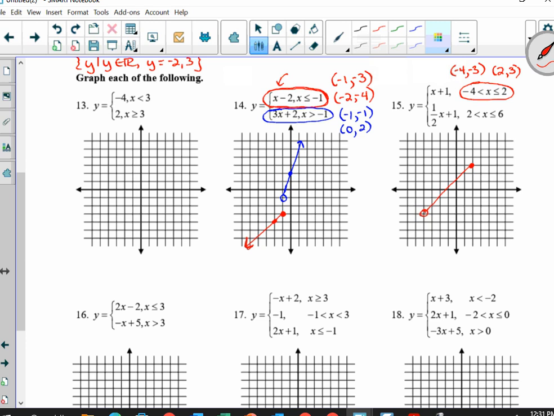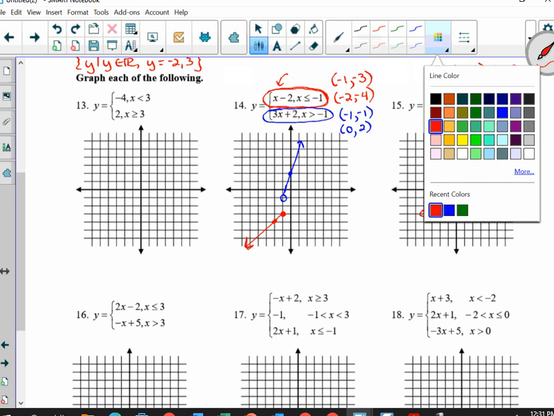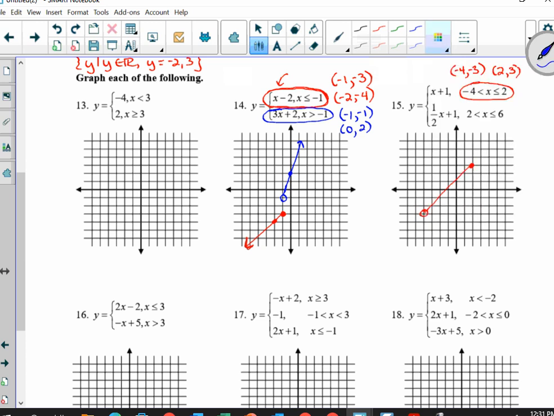All right, so the blue one for 15 here. Do we see how I still have 2 endpoints given to me? Okay, plug the 2 in. What do we get? 2, yes. Okay. Open or closed? Open.